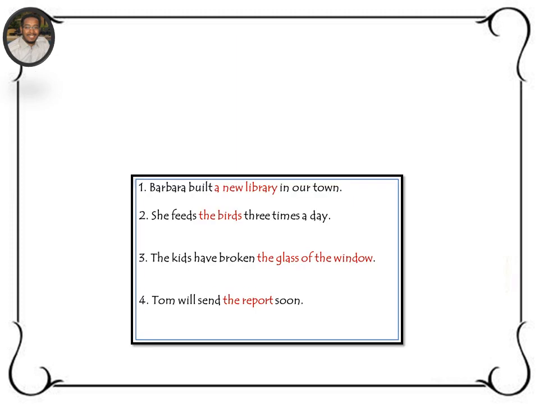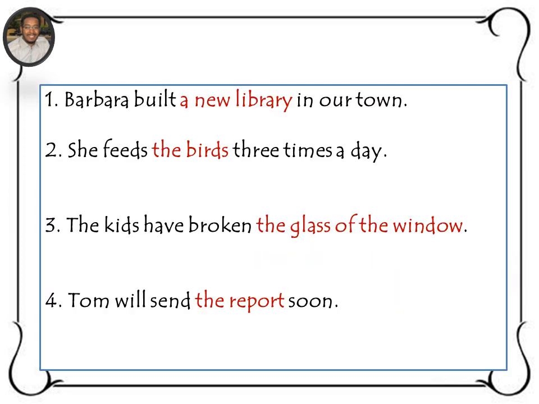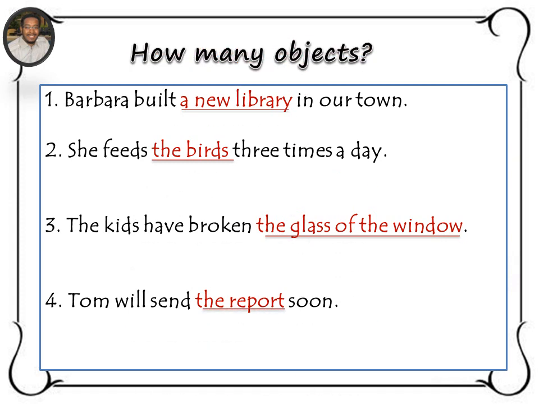Now, I don't know if you noticed something in these sentences. Take a look at the objects of these sentences. In number one, we have a new library. Number two, we have the birds. In number three, the glass of the window. And number four, the report. Now, how many objects do you have in each of these sentences? Exactly, there is one object.